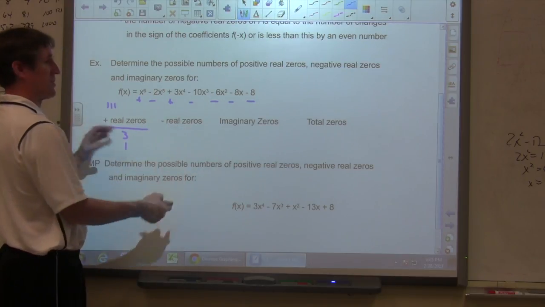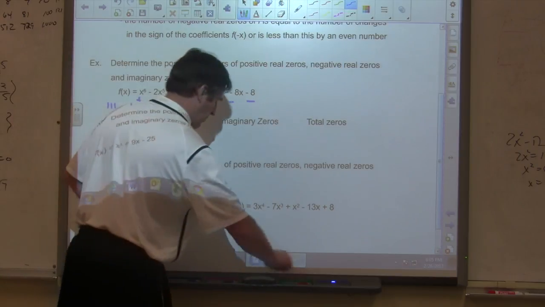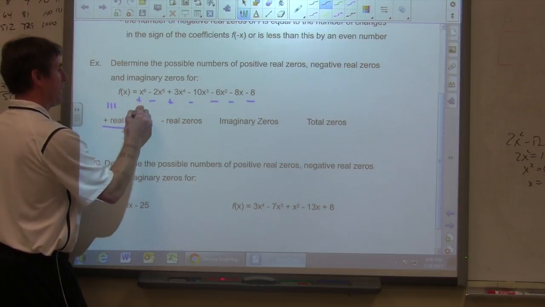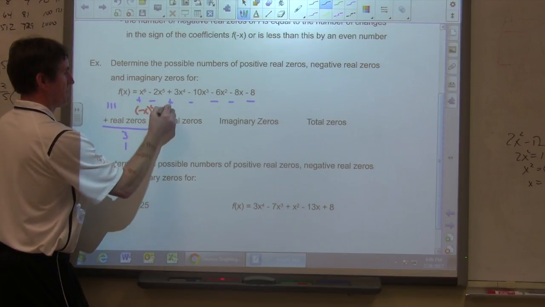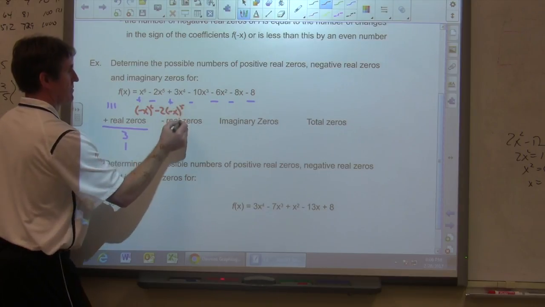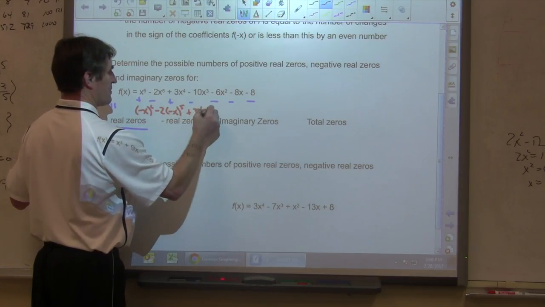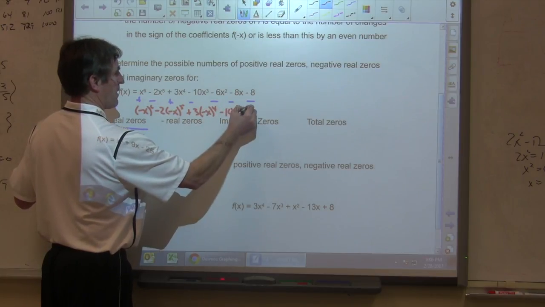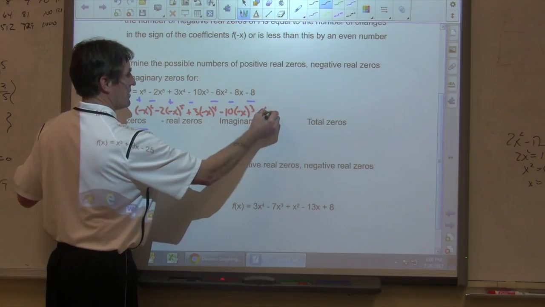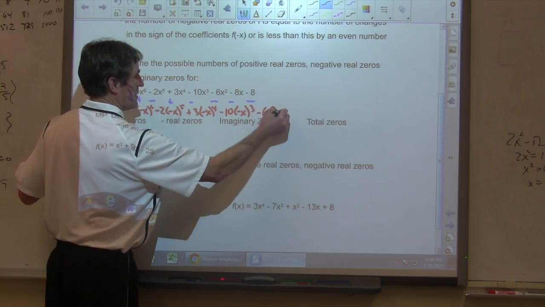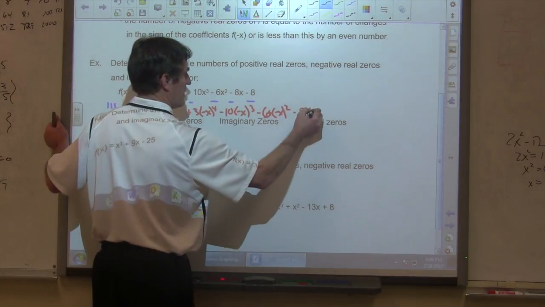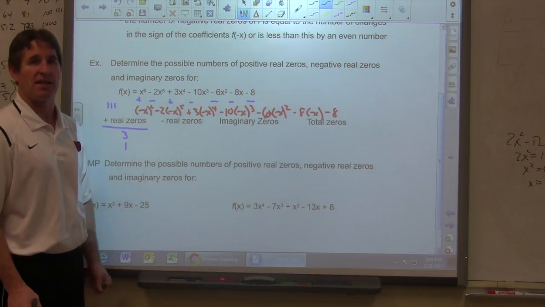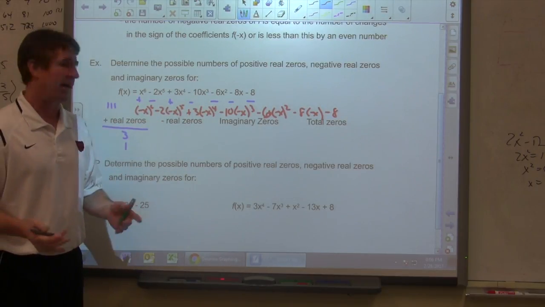The negative real zeros, now this one gets a little complicated. What we're doing is putting in a negative x. The book would have you rewrite this and put a negative sign with each of these, and then simplify that to get the signs and figure out your sign changes again. It's a lot easier than having to write it out.